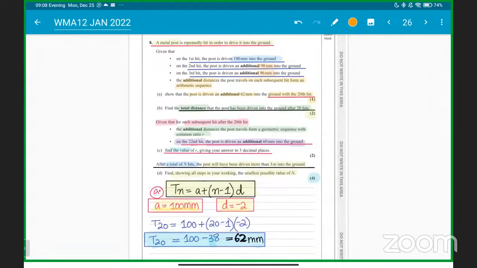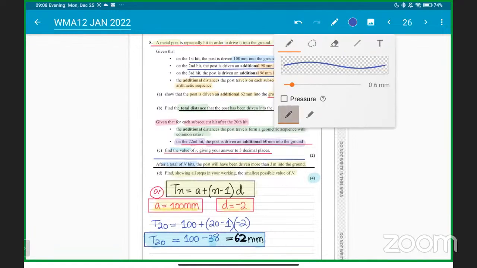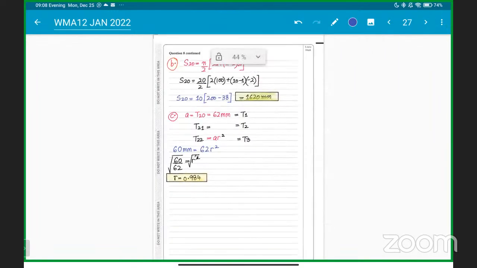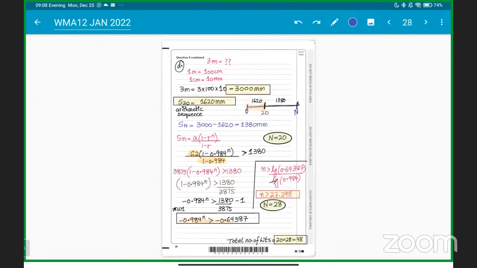Everyone needs to understand that they're asking for the total number of hits. Because they're asking for the total number of hits, 20 hits will come from the arithmetic sequence, and the 28 hits we need from the geometric sequence. So when we add them, 48 hits are needed to cross the 3-meter mark, that is 3000 millimeters. Got it, guys? Clear? Should we move forward? Okay, part D is done here. Make sure you take a screenshot quickly of part D.